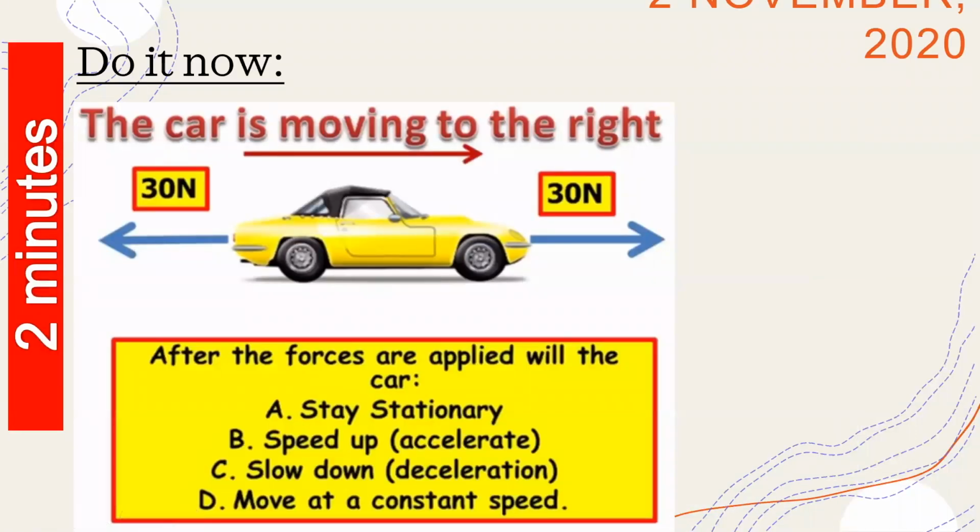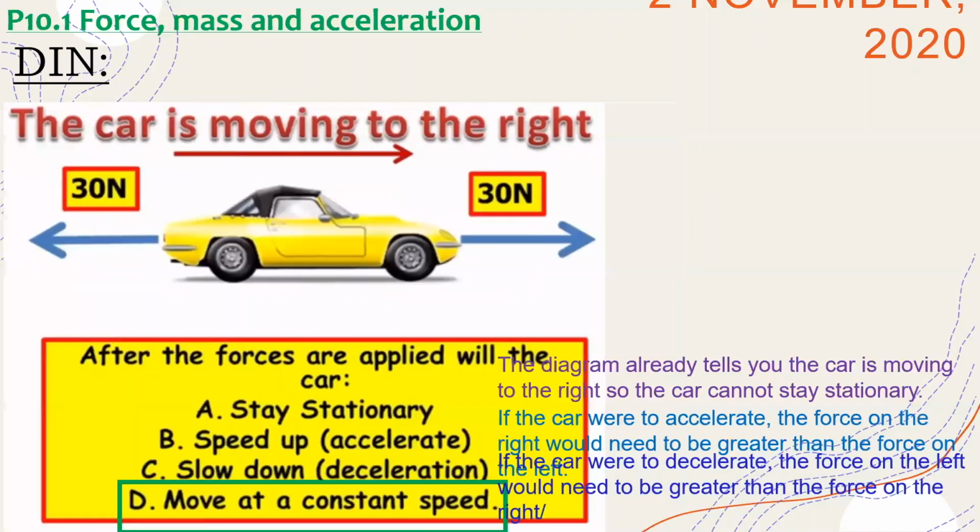Something to think about now. The car is moving to the right. You can pause this and think about it yourself, but I'll give you a few seconds and carry on. The car is moving to the right to start off with. There are two opposing forces, 30 newtons from the engine and 30 newtons drag, so there's air resistance and friction. What would happen to the car? Pause it and think about what would happen. Okay, I'm going to carry on. The car actually moves at constant speed.